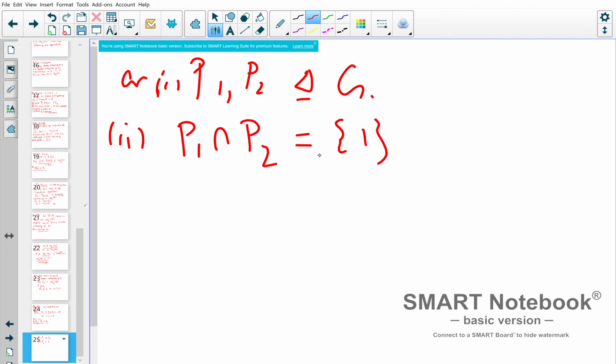Why is it trivial? Because P1 has order a power of p1, p1 to the alpha 1, right? So every element will have order dividing some power of p1. But for P2, the order will divide some power of p2, right? So the only possibility is the identity, which belongs to both, right? But this implies that P1P2 is actually the direct product of P1 and P2, right?